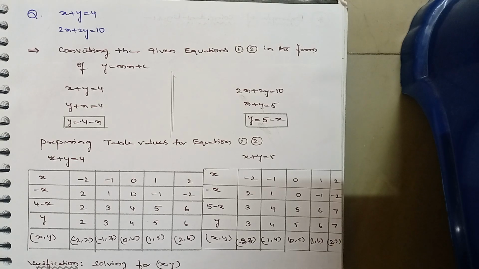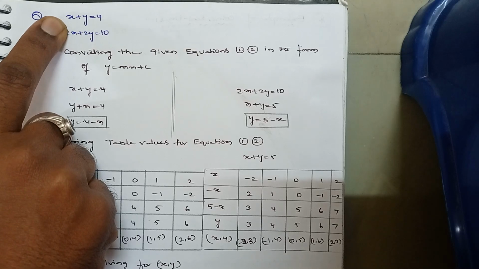See guys, I have taken two equations, x plus y equal to 4 and 2x plus 2y equal to 10. So how can you identify that? By seeing the two lines, they will be either intersecting, parallel, or coincident lines. We have certain steps for that.